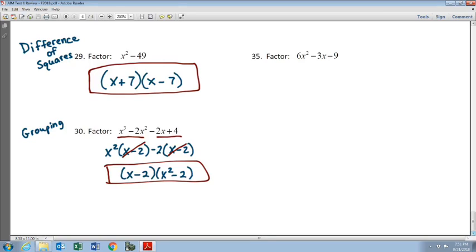All right, last problem. You've got to be a little bit careful on this one. You might be tempted to just jump right into the AC method and multiply the 6 and the minus 9, which you could do, but you've got to be careful. You're going to end up missing one of your factors. There's a GCF here. All of these terms are divisible by 3. So let's factor out the 3 first. Now, if you look inside the parentheses, that's 3 terms. There is no common factor anymore, but we can factor that using the AC method.